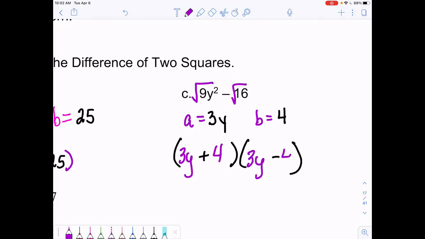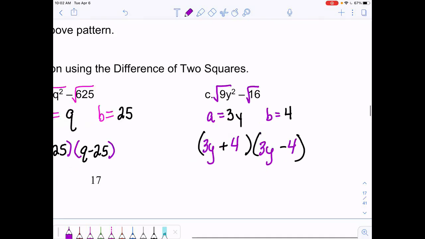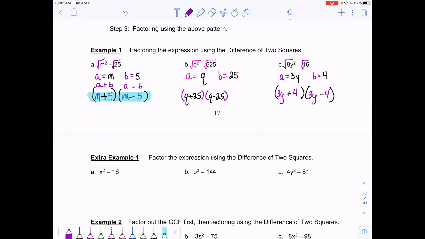Nice job. So once you figure out your perfect squares, then you just put them in the pattern. 1 with a plus, 1 with a minus. So if you go to the top of the next page, see if you can do those 3 problems, identical to the 3 we just did. So figure out your A term and your B term. And then factor them using that pattern, A plus B, A minus B.